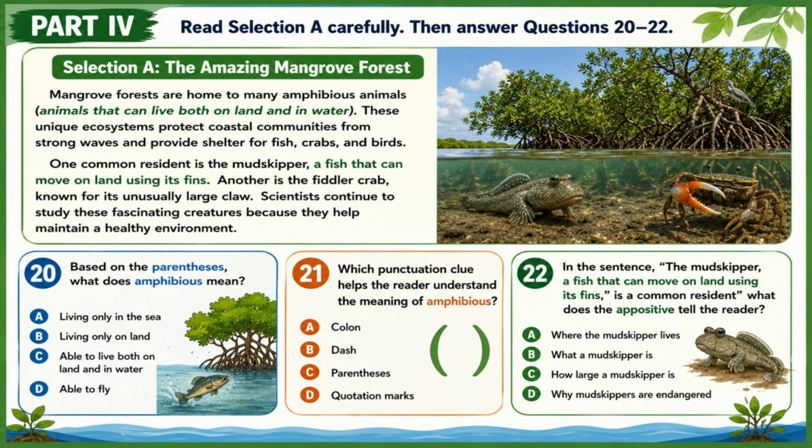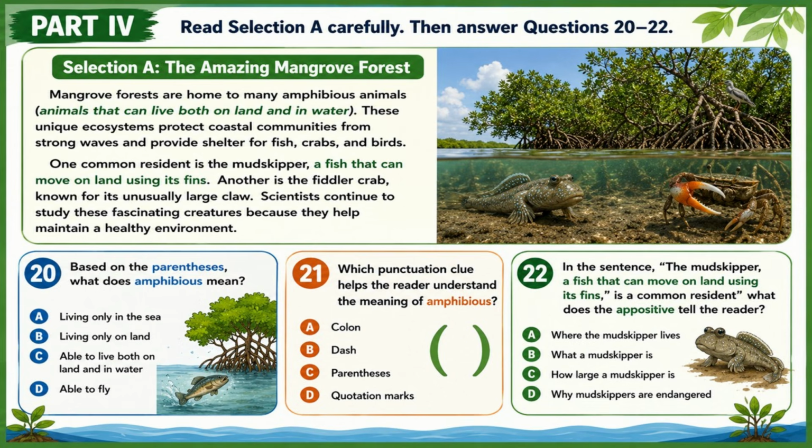Number 20. Based on the parenthesis, what does amphibious mean? A. Living only in the sea. B. Living only on land. C. Able to live both on land and in water. D. Able to fly. Number 21. Which punctuation clue helps the reader understand the meaning of amphibious? A. Colon. B. Dash. C. Parenthesis. D. Question marks.